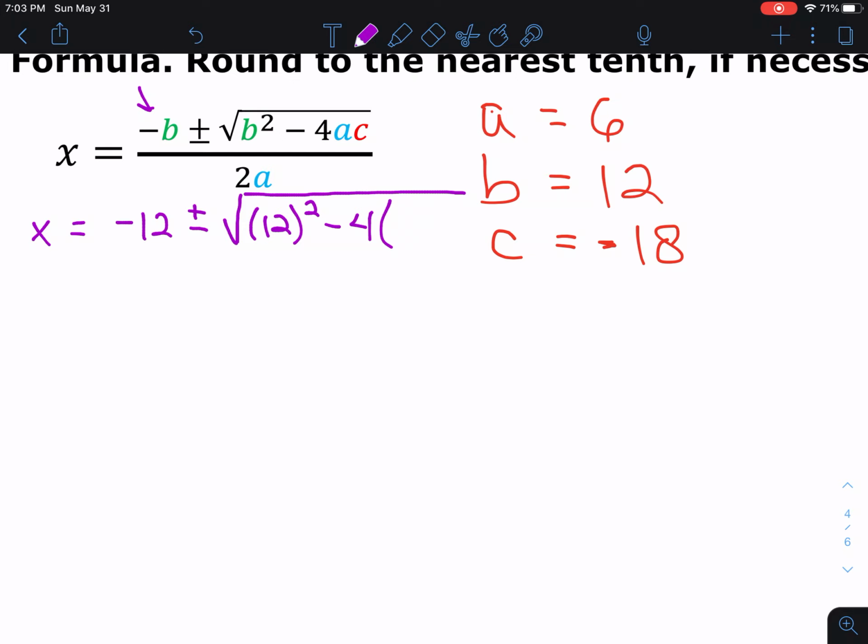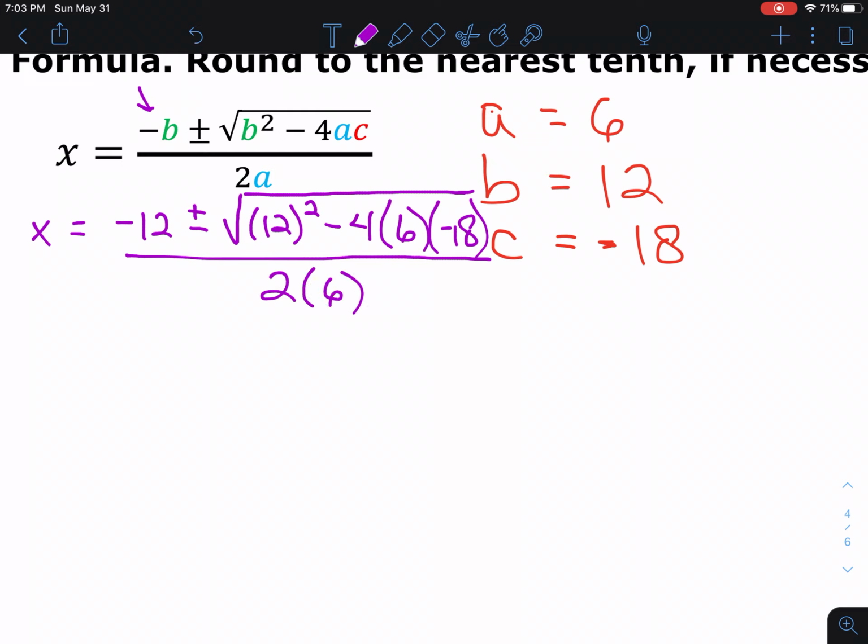So 4 times a, the a is 6, and then times c, and our c is negative 18. Notice those are in parentheses. Now we're going to draw a line all the way across here. That's all over 2 times a, and again our a is 6. So this is the setup.